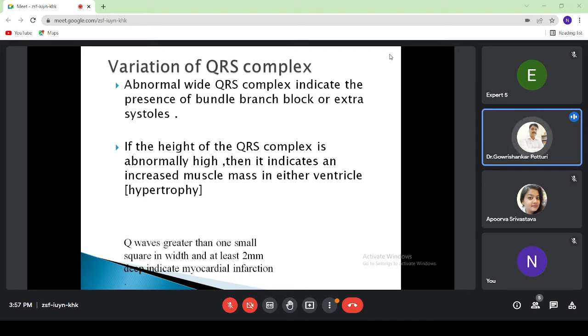If the height of the QRS complex is abnormally high, it indicates increased muscle mass of either the left ventricle or the right ventricle. Q waves greater than one small square in width and at least 2 millimeters deep indicate myocardial infarction. That means 2 millimeters below the isoelectric line; one block indicates 1 millimeter. If it is more than 2 millimeters, it indicates myocardial infarction.